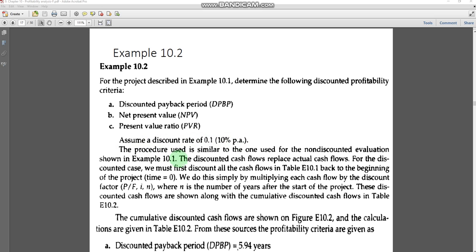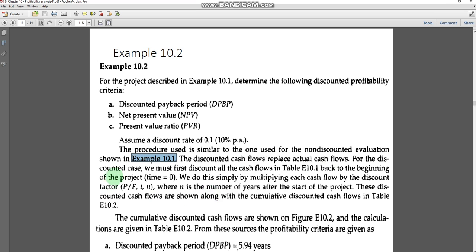The procedure used is similar to the one used for the non-discounted evaluation shown in example 10.1. So if you are able to solve example 10.1, you know how to calculate the non-discounted cash flows, and then we include one more parameter into those calculations, and that gives us the discounted cash flows. The discounted cash flows replace the actual cash flows.